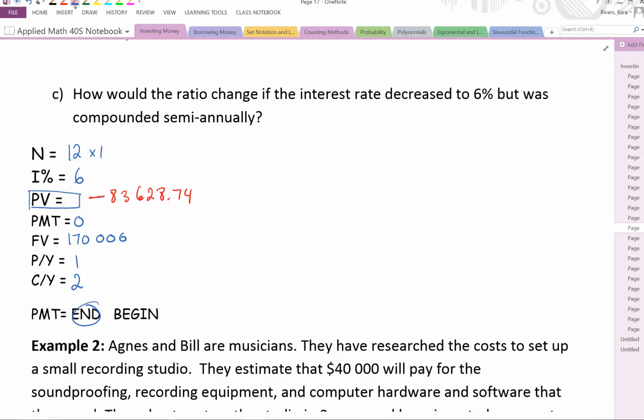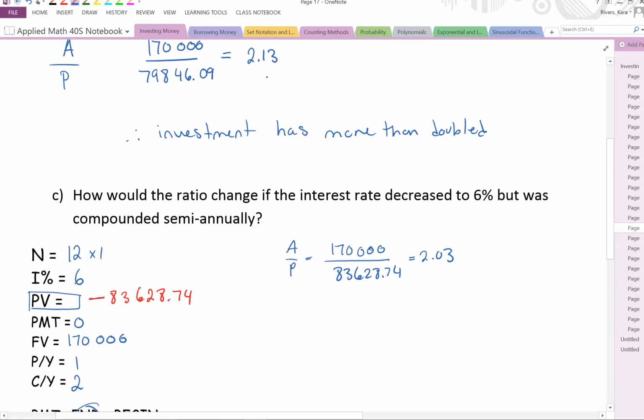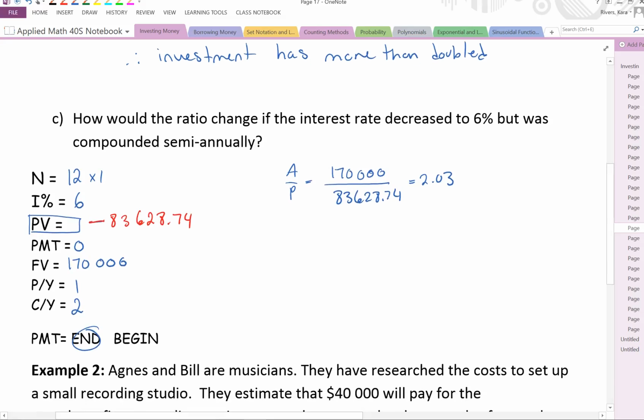So it says, how would the ratio change? So the ratio would change because now A over P would be 170,000 divided by 83,628.74, and that would give us 2.03. Well, that hasn't changed that much. 2.13, 2.03. It still has, in this case, doubled. Not more than doubled, but it has doubled.